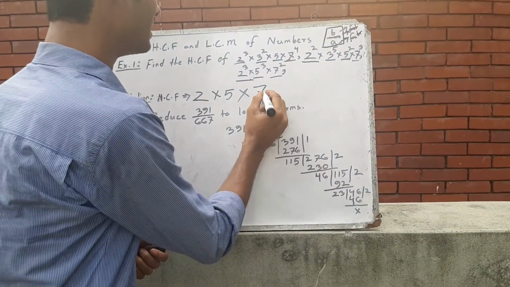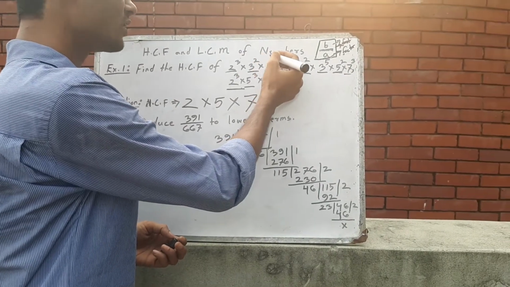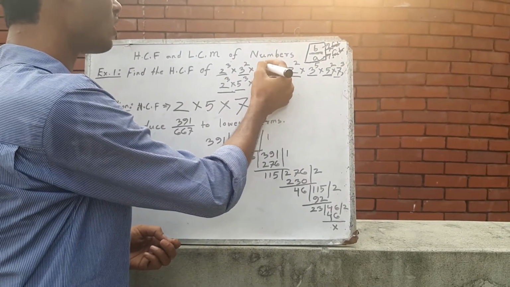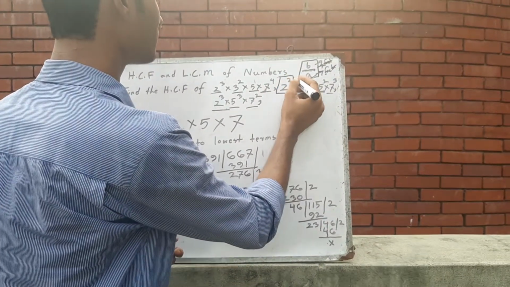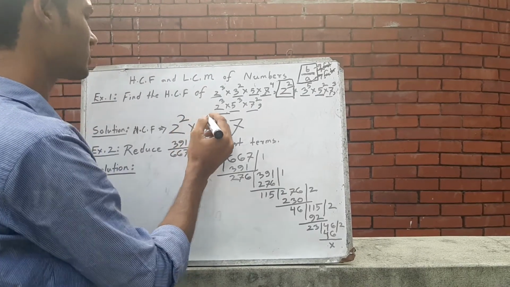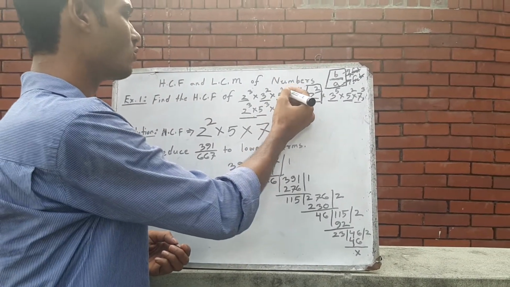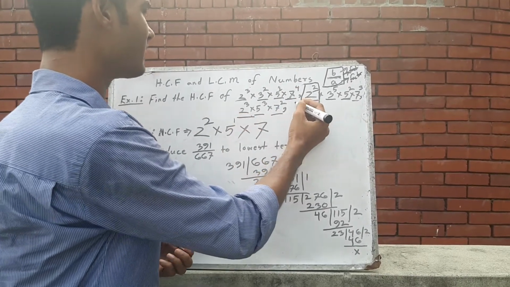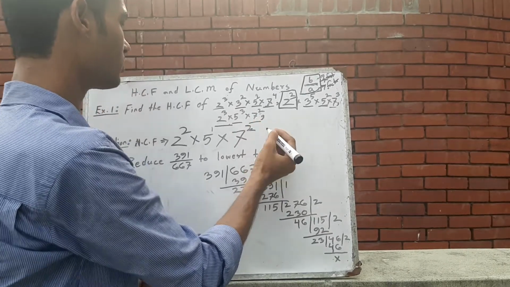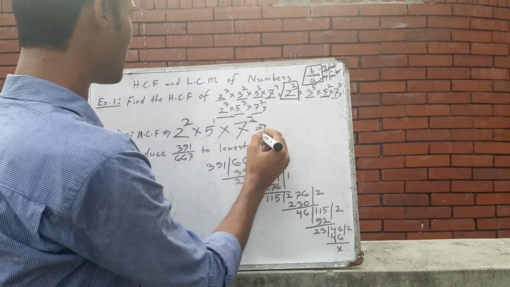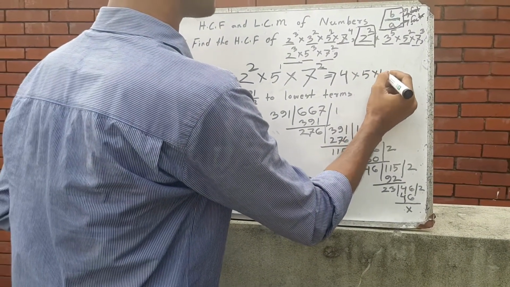Then we have to find the least power of our common prime factors. The lowest power of 2 is 2 square, so we take 2 square. Then the lowest power of 5 is 1. When there is no power, we count 1 as its power. Then for 7, the powers are 2 and 3, so 2 is the lowest. So we put the power as 2 on 7. After multiplying, we get 2 square, 4, into 5 into 49.